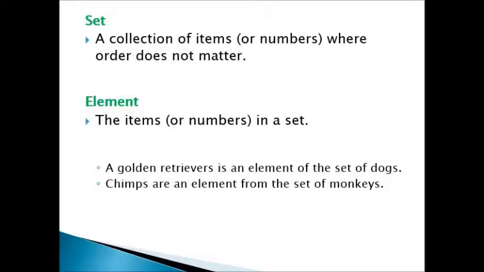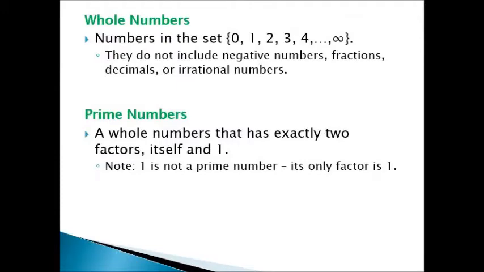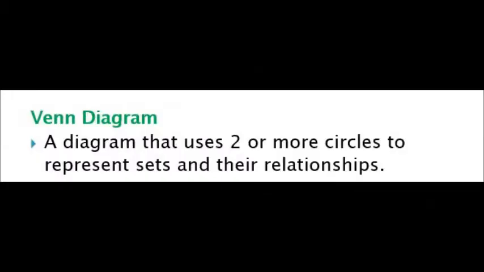Your first definition is set. A set is a collection of items or numbers where order does not matter. Your next definition is element, the items or numbers in a set. A golden retriever is an element of the set of dogs, and chimps are an element from the set of monkeys. Whole numbers are numbers in the set 0, 1, 2, 3, 4, etc. They do not include negative numbers, fractions, decimals, or irrational numbers. Prime numbers are whole numbers that have exactly 2 factors, itself and 1. 1 is not a prime number. A Venn diagram is a diagram that uses 2 or more circles to represent sets and their relationships.